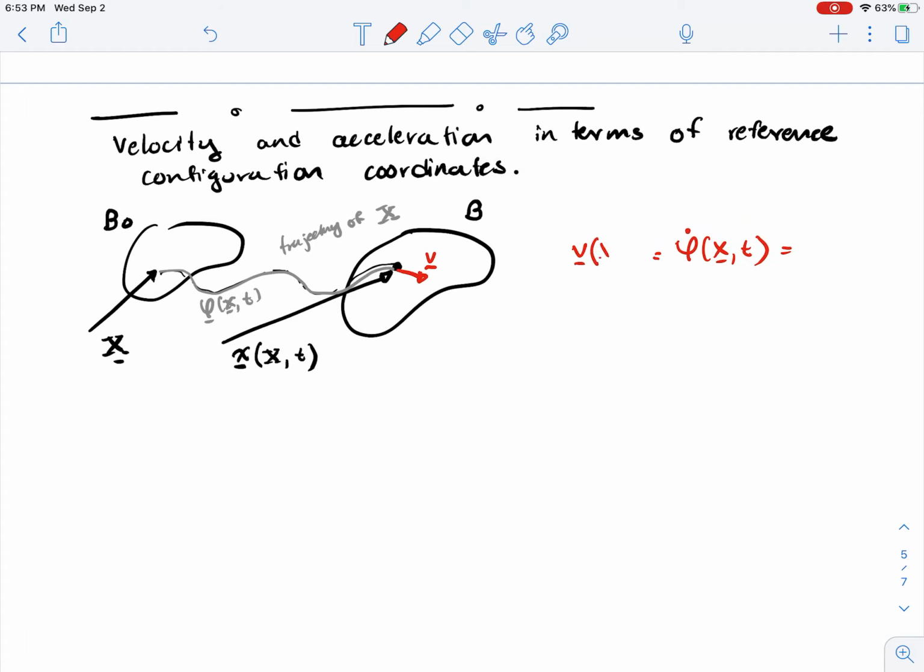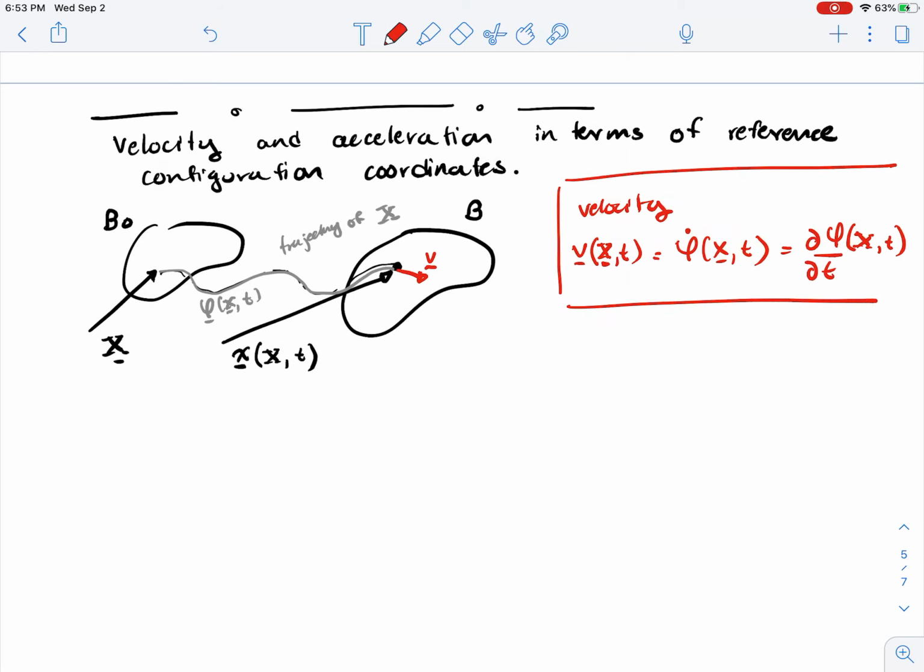I guess I should make it a partial derivative, and I will make explicit the dependence. So this will be v. Note that this depends on the capital X, and that's because the deformation map depends on the capital X, right? So that's my velocity vector.